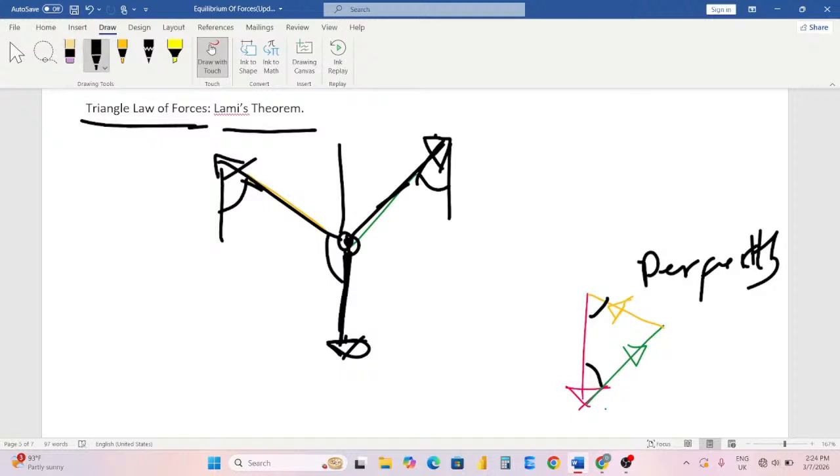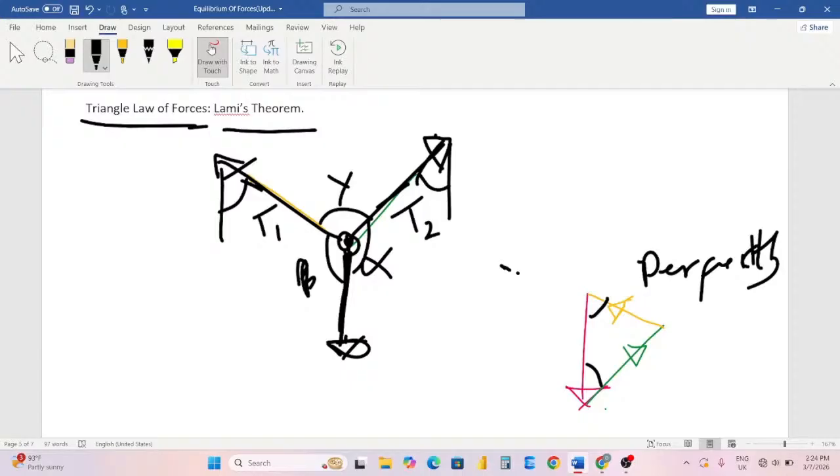So as I said, this place is T1. Let's call this place T2. Let's call this angle on this side alpha, this one beta, and then the angle here gamma.